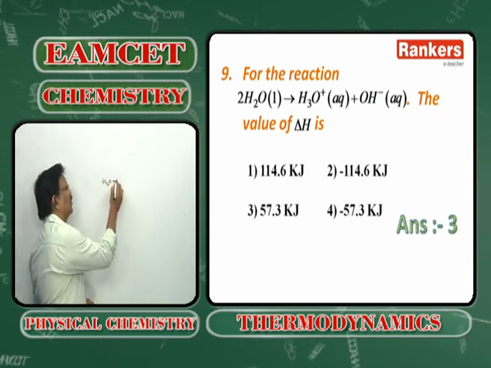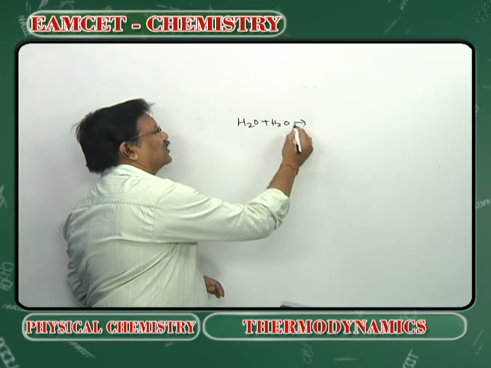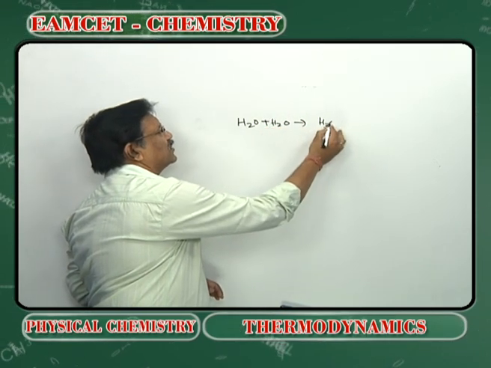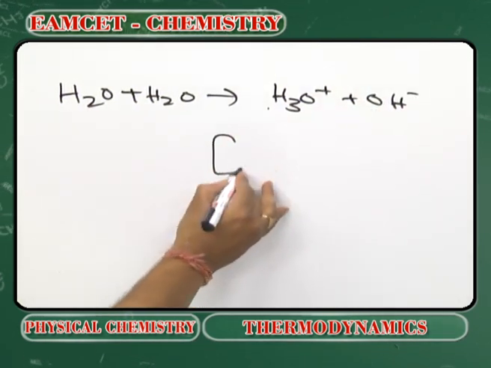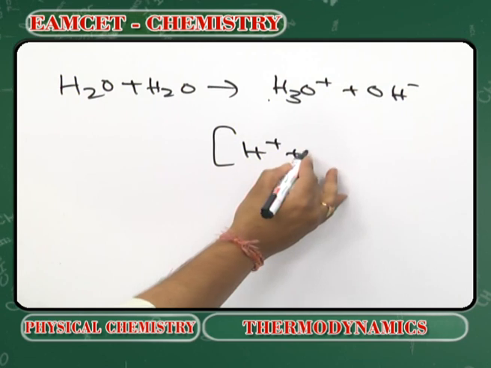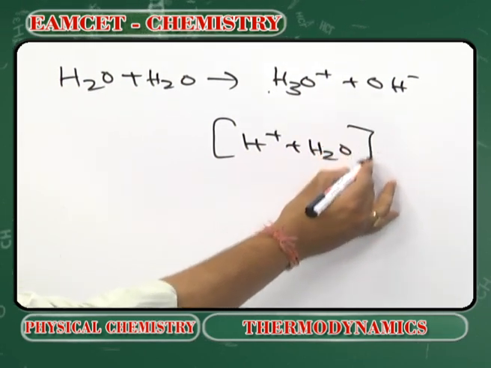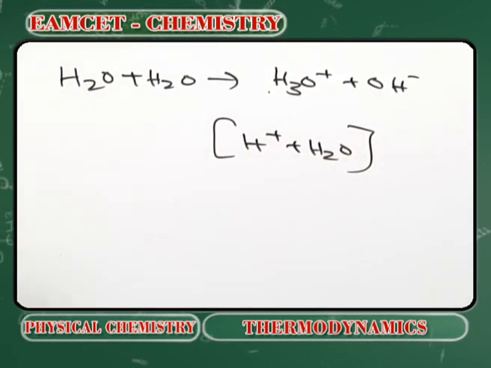Here 2 moles are not getting dissociated, only 1 mole, because 2H2O means H2O plus H2O giving rise to H3O plus and OH minus. What is H3O plus? Nothing but H plus and H2O. So in the process, how many moles are getting dissociated? Only 1 mole is getting dissociated.